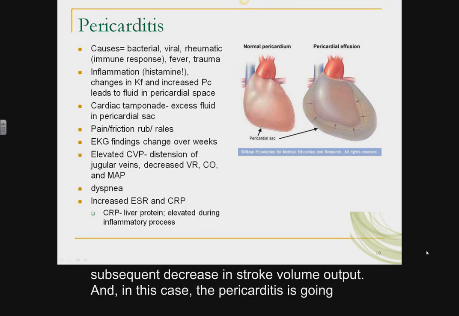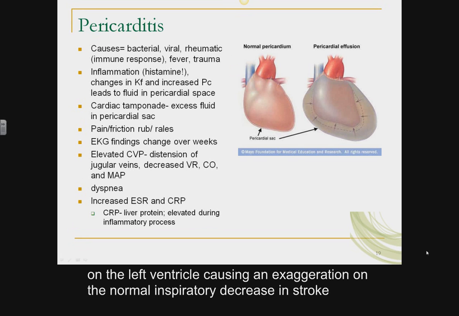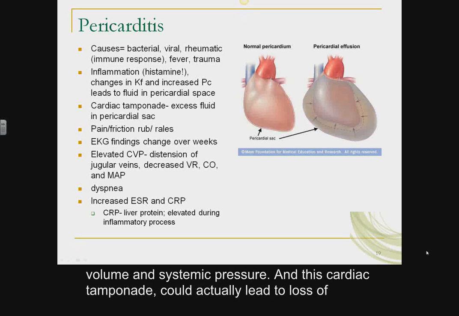And in this case, the pericarditis is going to exacerbate this. The fluid in the pericardial sac is going to produce further compression on the left ventricle, causing an exaggeration of the normal inspiratory decrease in stroke volume and systemic pressure.